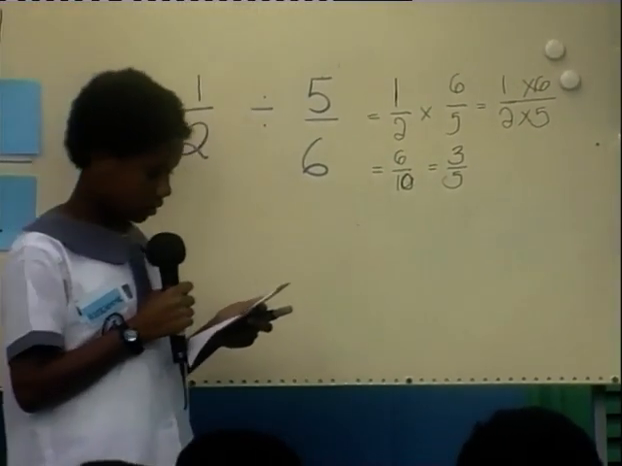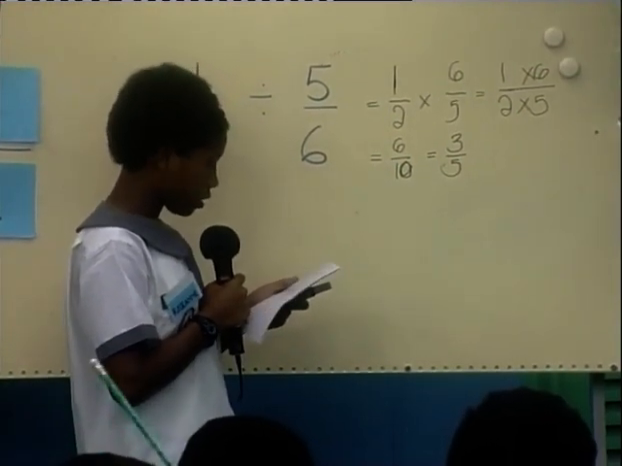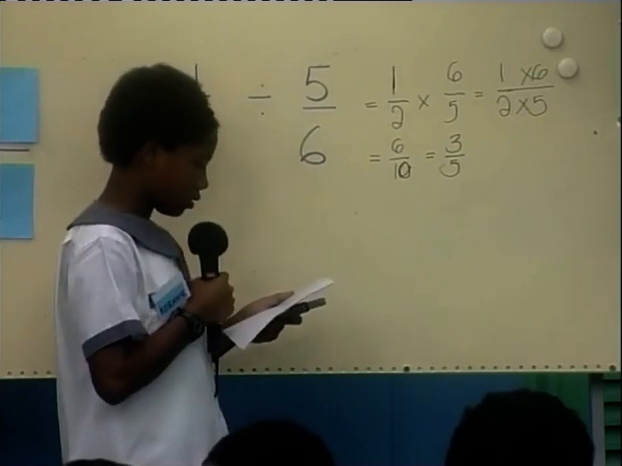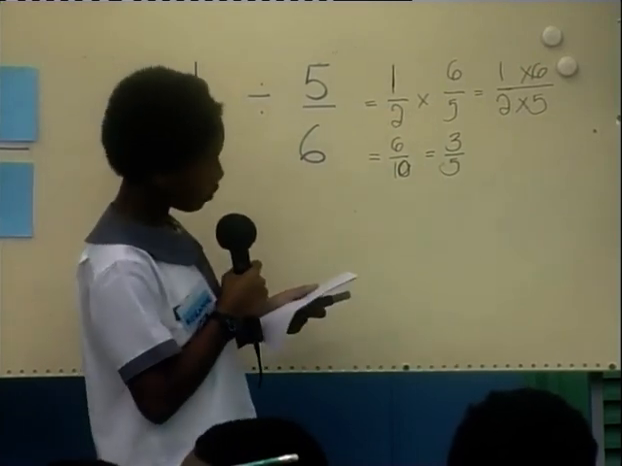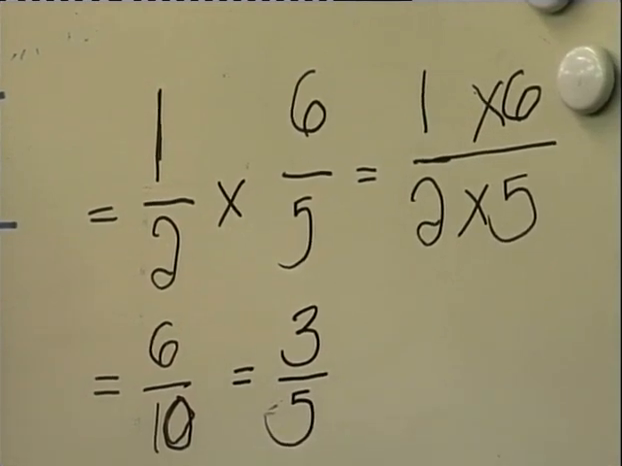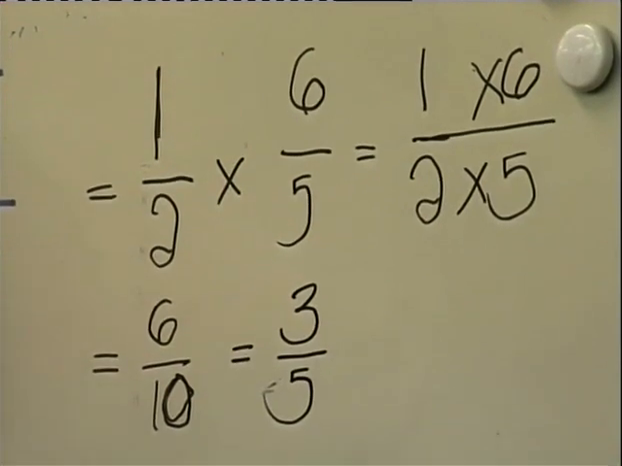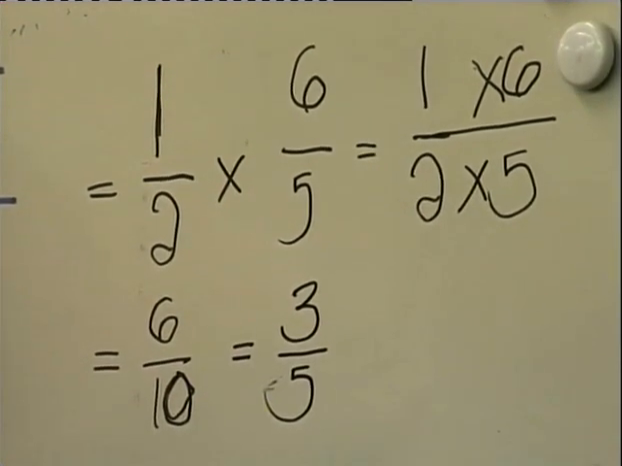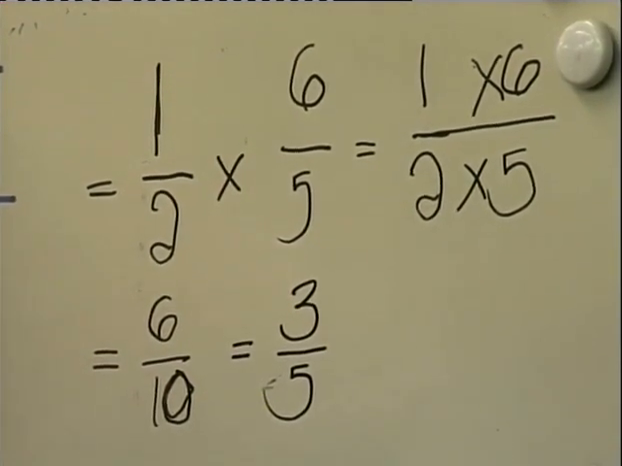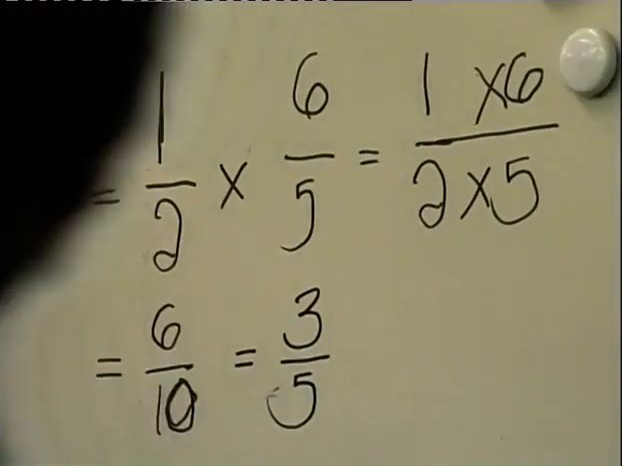Half times 6/5 equals, 1 times 6 and 2 times 5. You'll get 6/10, and then you simplify and get 3/5. Thank you, Roseanne. All right, do you others agree with her explanation?